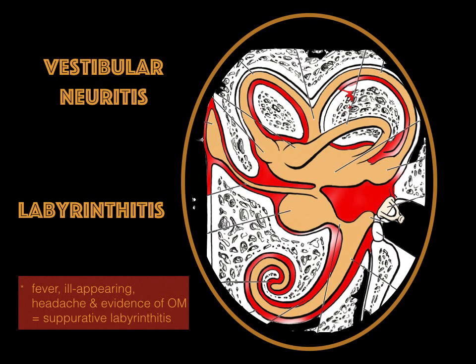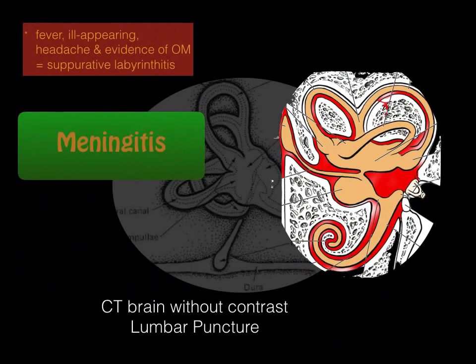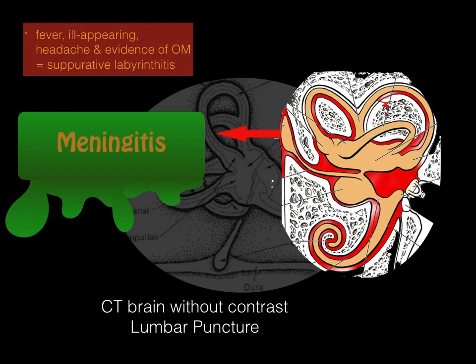Now remember, this is important because over on the left side of this picture, you're touching the meninges here. This is a direct conduit to your brain, which means these folks can very easily get meningitis. which means they need a CT of the brain without contrast to make sure there's no space-occupying lesion, and they need a lumbar puncture.